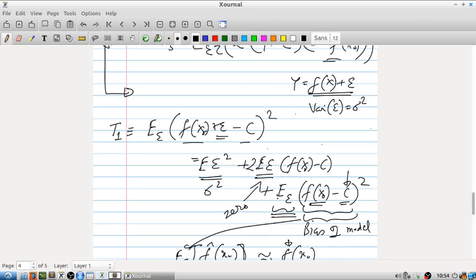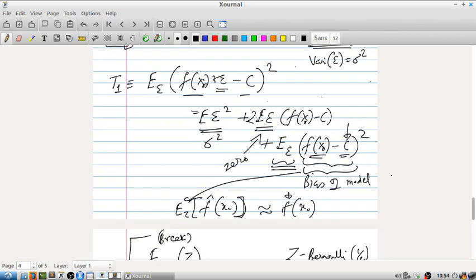And the last term doesn't depend on epsilon, but it's a square of the difference between the true model, which is f of x naught. So f is not known to you. We're just assuming there is a true model f, but using training data, you don't know that model. So we're just asking, if I had very, very different versions of training data, I could take an average, which is that C term there. How would it differ from the true model f of x naught?